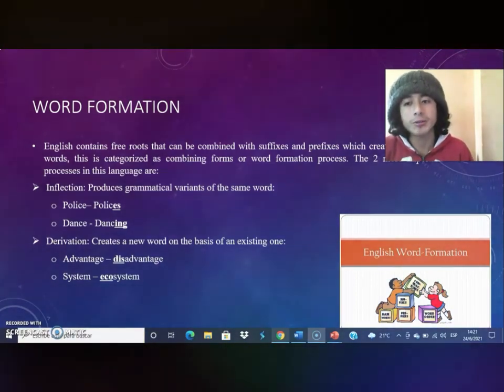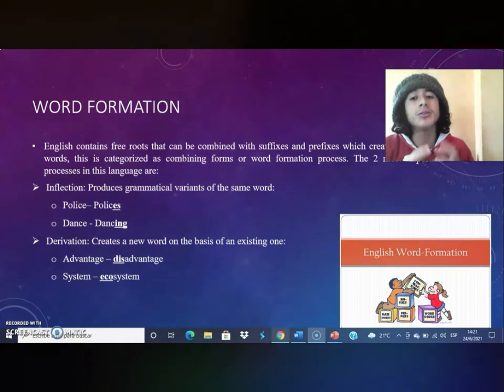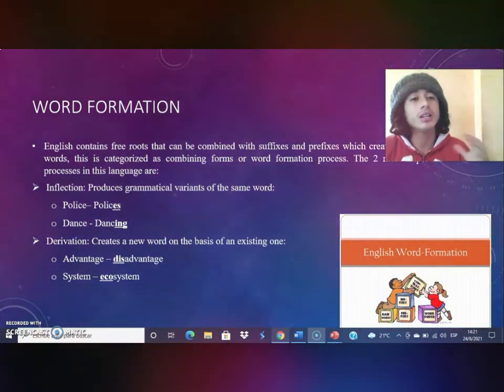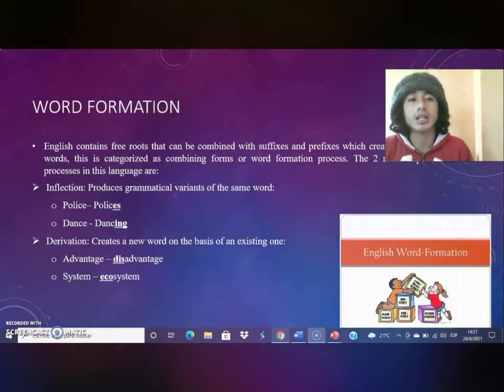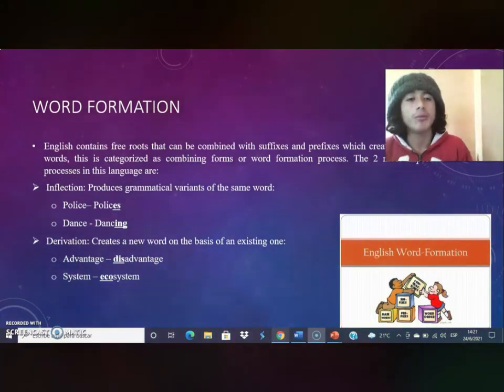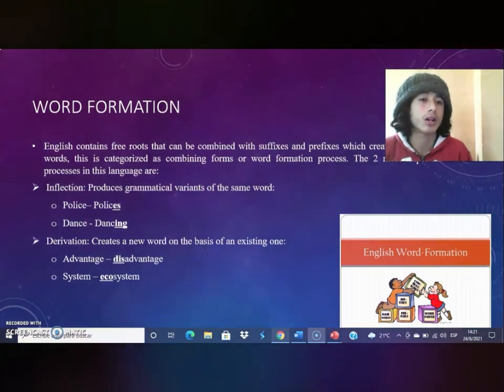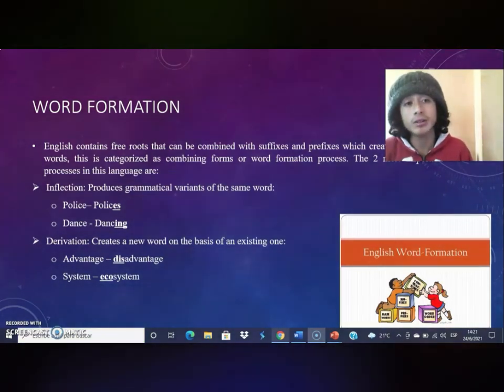Another form is derivation. Derivation creates a new word on the basis of an existing one. It means that it could change the lexical category. For example: advantage, disadvantage; system, ecosystem; play, player.